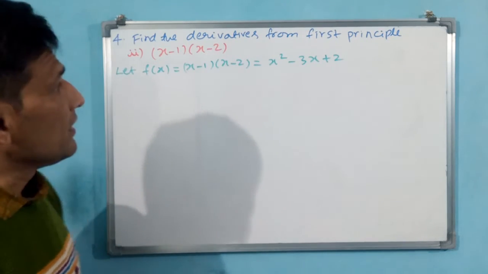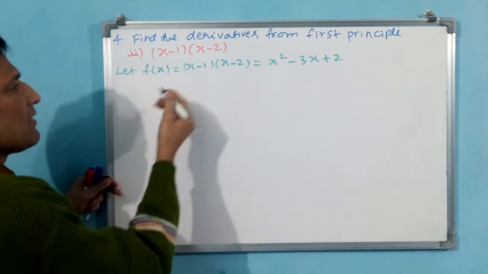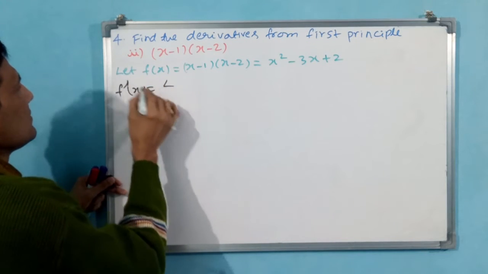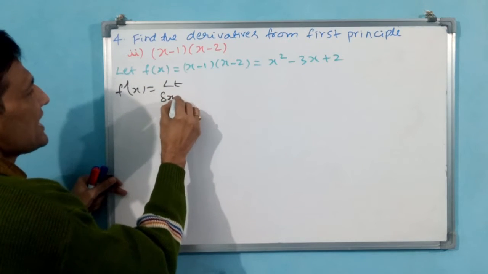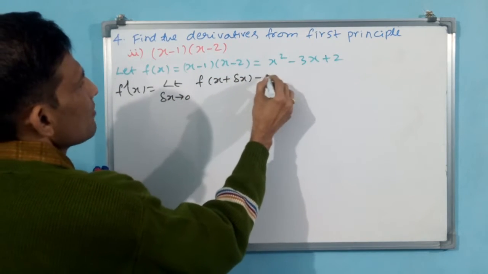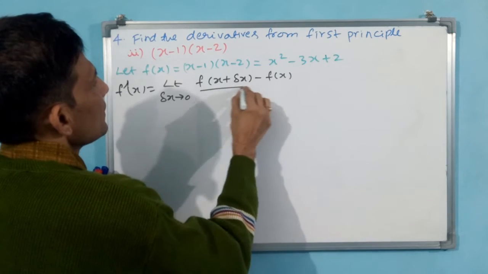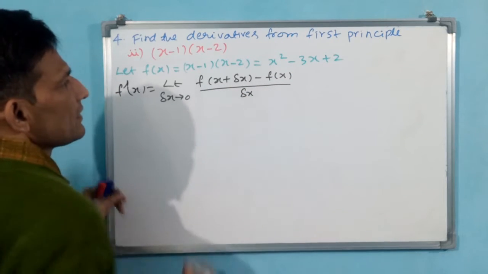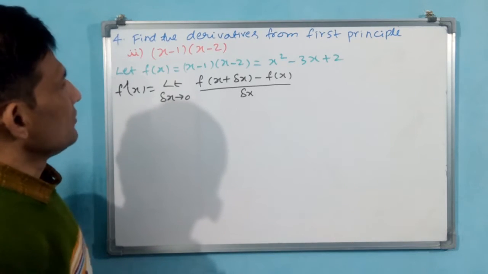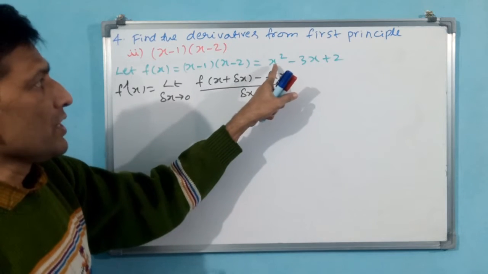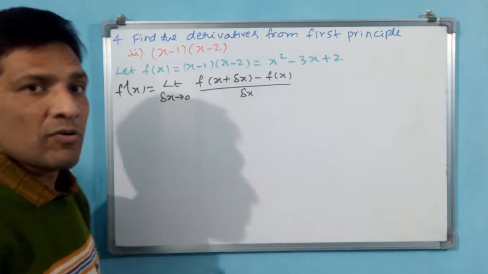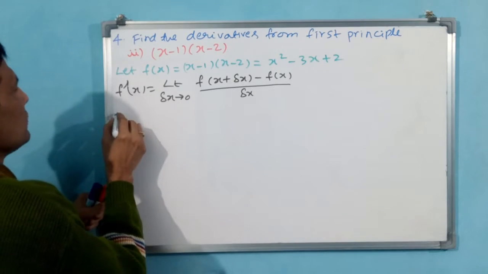Okay, now first to write the formula, f dash x formula, then we will substitute. F dash x is equal to limit delta x tends to 0, f of x plus delta x minus f of x divided by delta x. In this you have to substitute this formula. You see x plus delta x square minus 3 into x plus delta x plus 2, minus again this one you have to write. Like that you have to do.